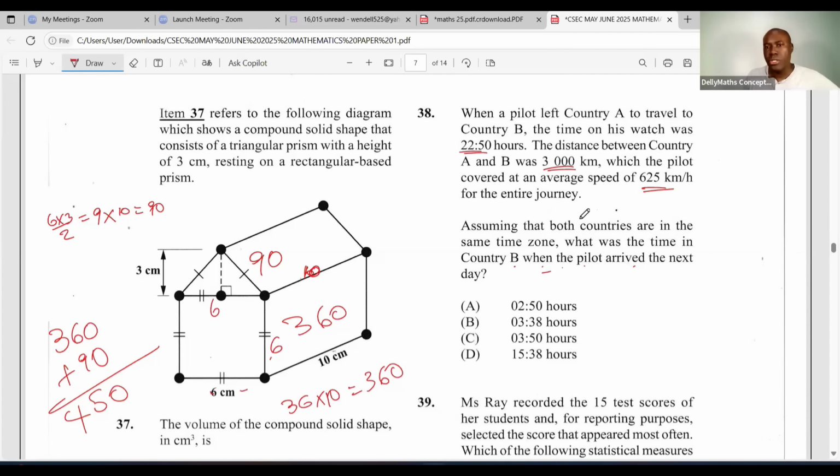Okay, all right. So you left at that time, no problem. We have the distance, we have the average speed, so we could find the time. Now, all you're going to do is take that 3,000, that is the distance, and divide by the speed. So you divide your 3,000 by your 625, and it's going to help us find the time that it took. Let's break this down.